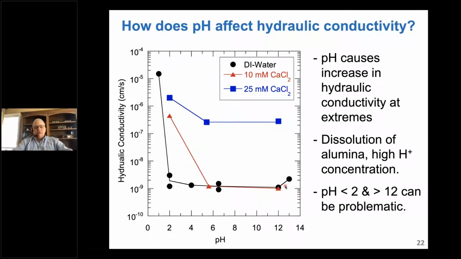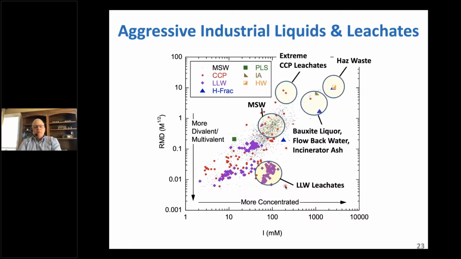So the pH effects tend to be important at the extremes, but they're not really driven per se by the pH itself, but by how the pH either affects the mineral by dissolution of the alumina, or the cations that come along with a very alkaline condition at high pH. So pH is important at the extremes is the message from that.